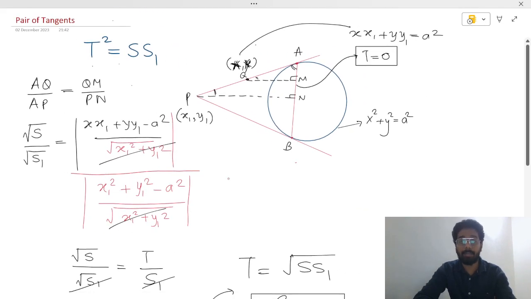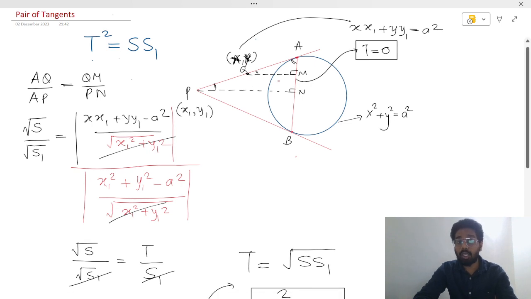So summarizing quickly, first of all, what we have done: drawn a chord of contact. We wrote this equation T equal to 0 as xx1 plus yy1 equals a square for the circle x square plus y square equal to a square. We took a random point on the line AP as Q, which is x comma y, a variable point. After that, we drew a perpendicular from Q and P on the chord of contact, and then we proved that AQM and APN are similar triangles. After that, we took the ratio AQ by AP equals QM by PN.